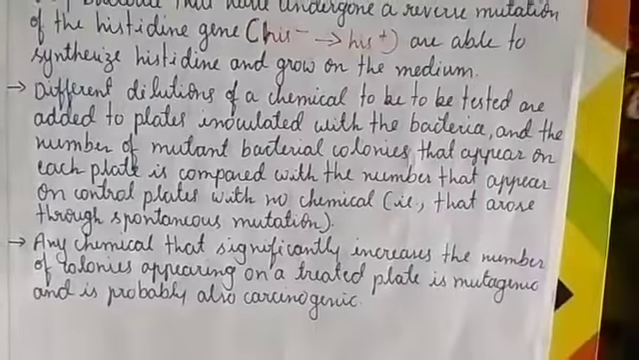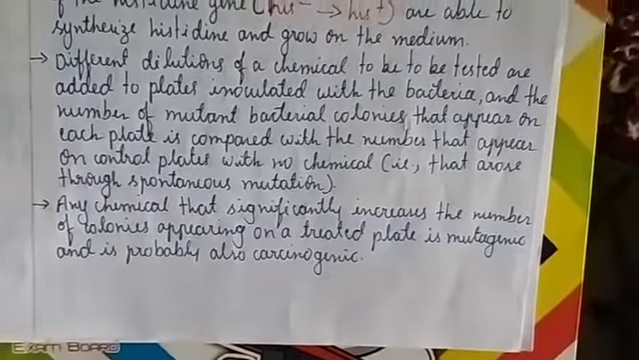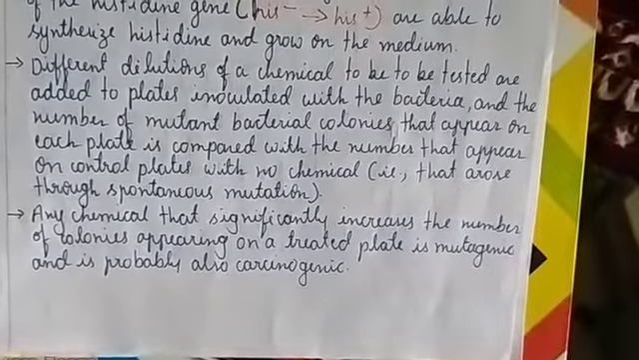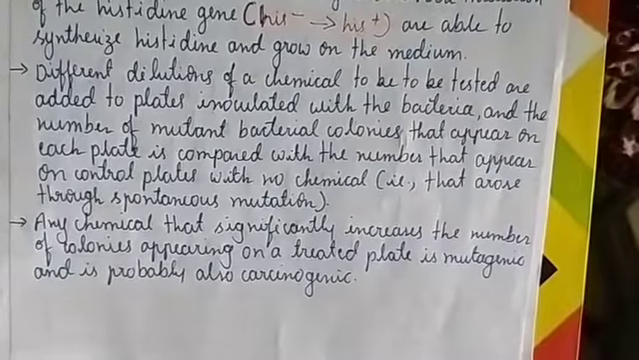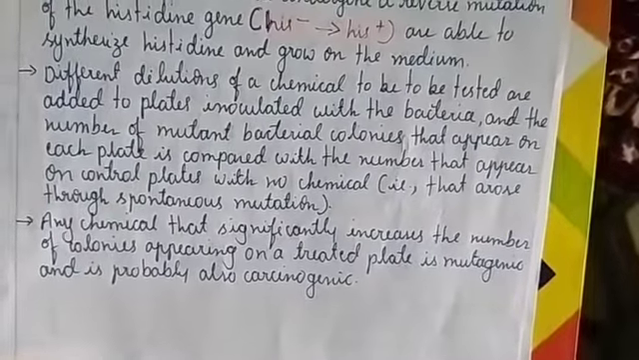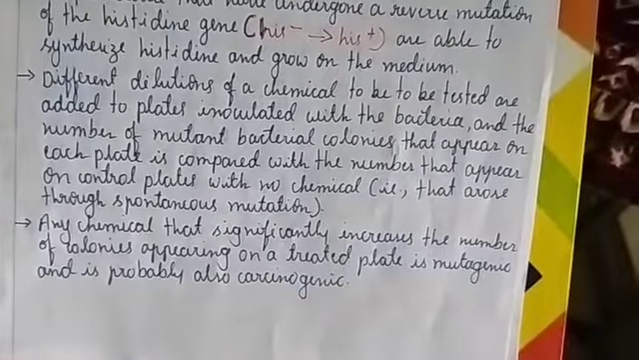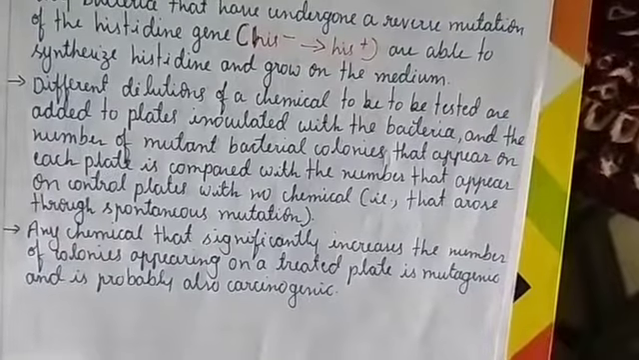During this experiment, different dilutions of a chemical to be tested are added to the plates incubated with the bacteria, and the number of mutant bacterial colonies that appear on each plate is compared with the number that appear on the control plates with no chemical.